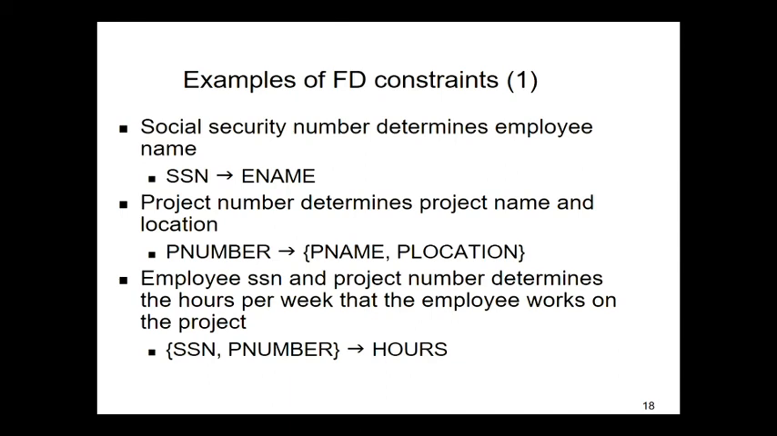So what do we know about the social security number? That's telling us it's the unique identifier for an employee. So every piece of data in the employee row should be based off of the social security number. The things that we have in the project relation should all be based off of the project number. In other words, all of the non-primary key attributes should be functionally dependent on the primary key.